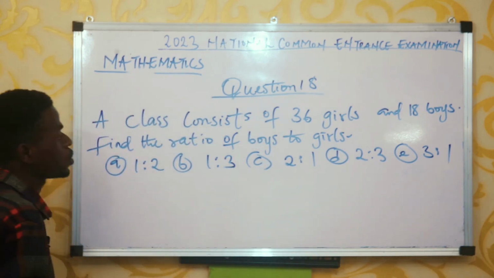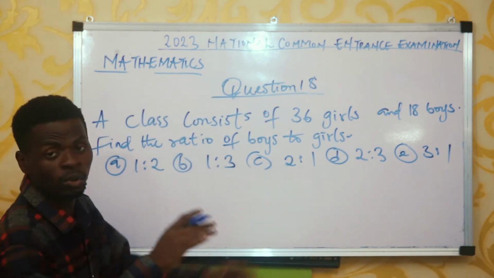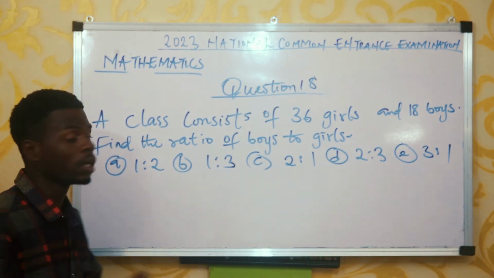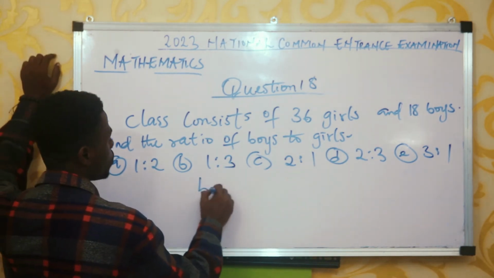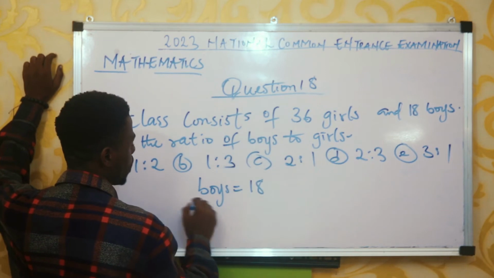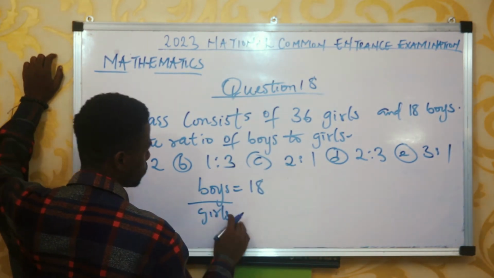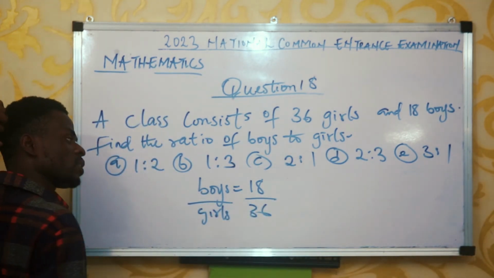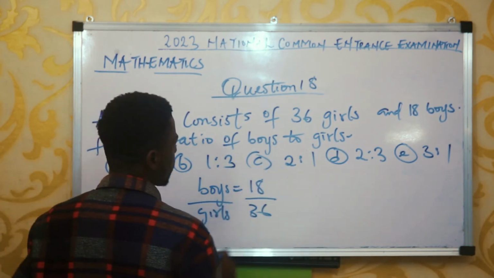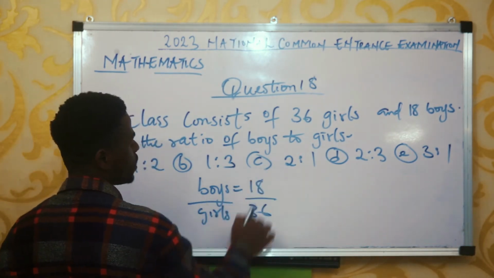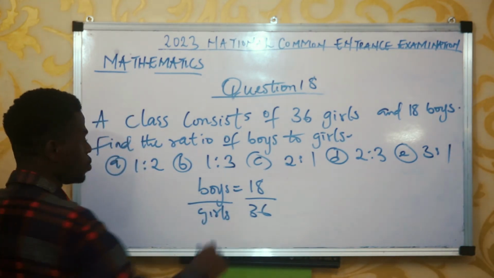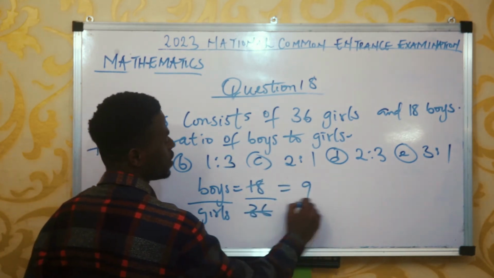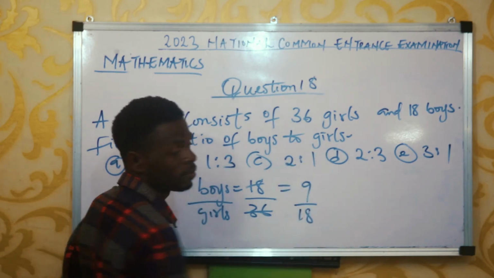So in this case, let us go. Since it is the ratio of boys to girls, and don't forget, our boys is 18 and our girls are 36. So let's start from boys. Boys is 18, while the girls are 36. So in this place now, what do we do? 2 can go into both 18 and 36 because we are going to divide it to the lowest terms. So 2 in 18 is 9, and 2 in 36 is 18. Take note of that.